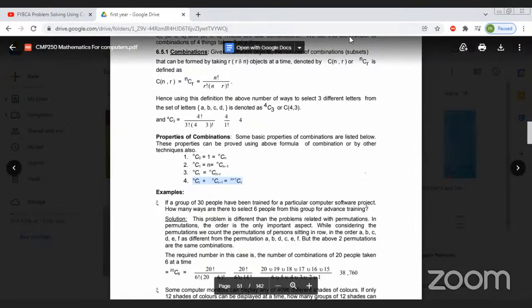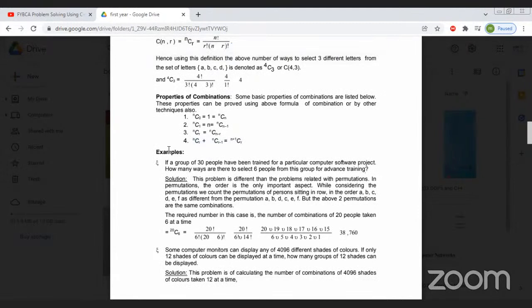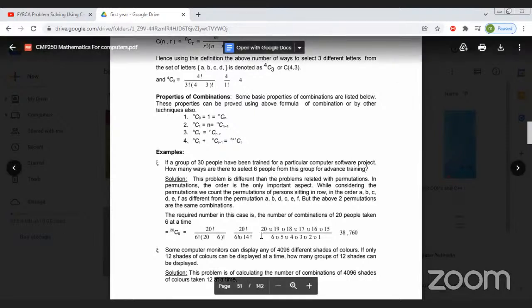Now let's take an example for it. Now here they have made a mistake. What is the mistake? Let me tell you. If a group of 30 people have been trained for a particular computer software project, how many ways are there to select 6 people from this group for advanced training? So what should be the answer? From 30 people you have to select 6. So 30C6 is the method, but they have given 20. So don't just copy it down. It should be 30C6.